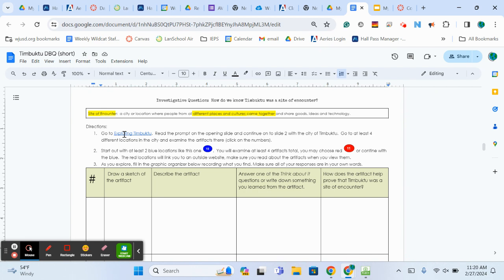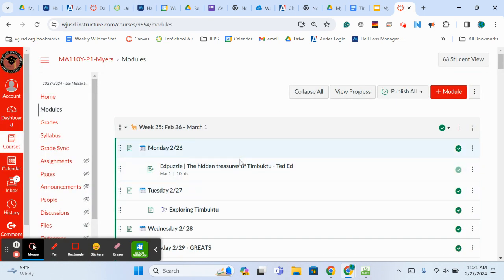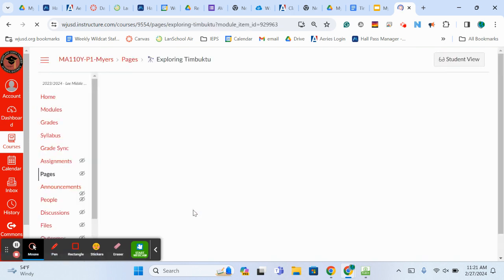You're going to read through the first slide. Once you've read the first slide, go on to slide number 2, where you'll see a picture of the city of Timbuktu. So let's go ahead and start that. I went over to my Canvas in week 25. We've got Exploring Timbuktu, and I'm going to click that link.